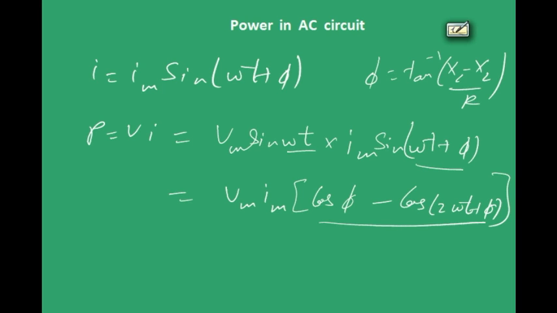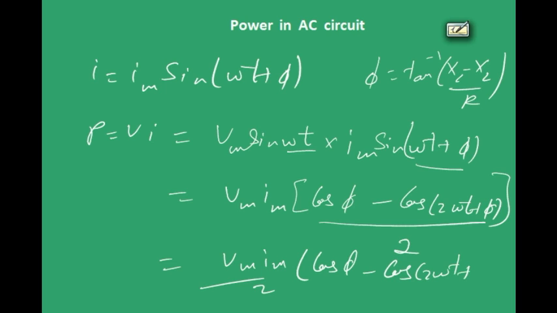And I have a factor of 1 by 2 here. This is a mathematical identity. Okay, this is Vm Im by 2 into cos phi minus cos 2 omega t plus phi, right? This is the instantaneous power.